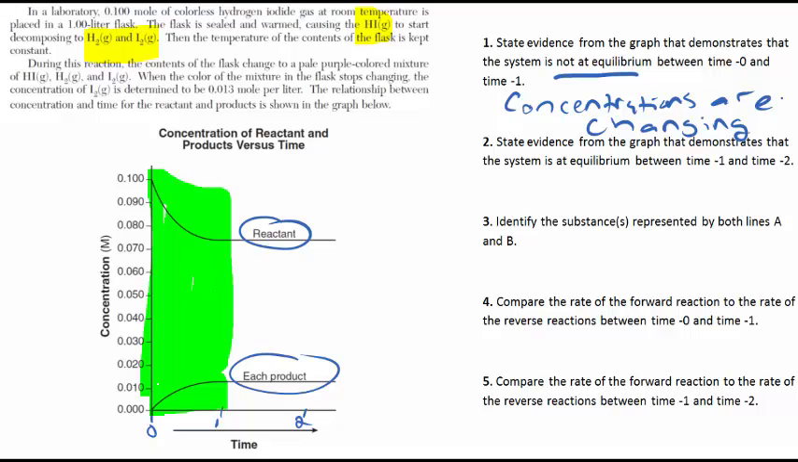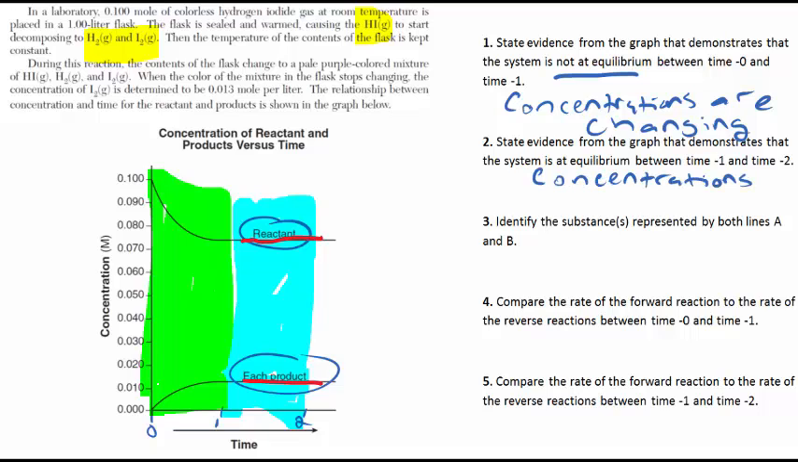Okay, second question says, state evidence from the graph that demonstrates that the system is at equilibrium between time 1 and time 2. That would be right here, right? So now, why is this representing an equilibrium? Look at my concentrations. Unchanging. Concentrations are constant, or unchanging. Okay. Let's clean this up a little bit here.